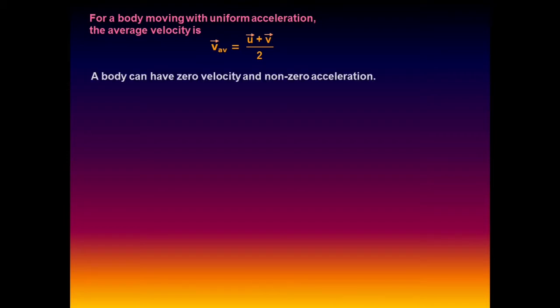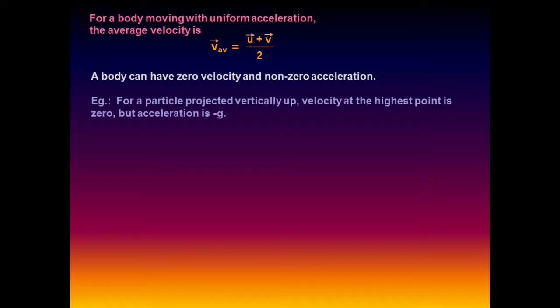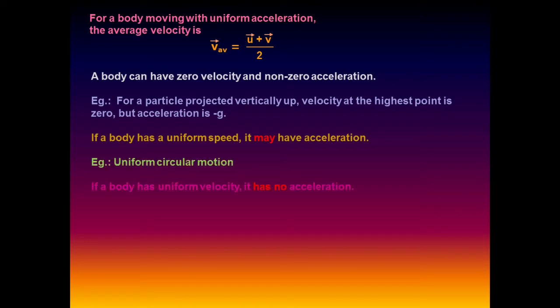And a body can have zero velocity and the same body can have non-zero acceleration. For example, a particle projected vertically up: the velocity at the highest point will be what? 0, but the acceleration is opposite to the gravity, so minus g. Understood? If a body has a uniform speed, it may have acceleration, for example, uniform circular motion. If a body has uniform velocity, it has no acceleration, right?